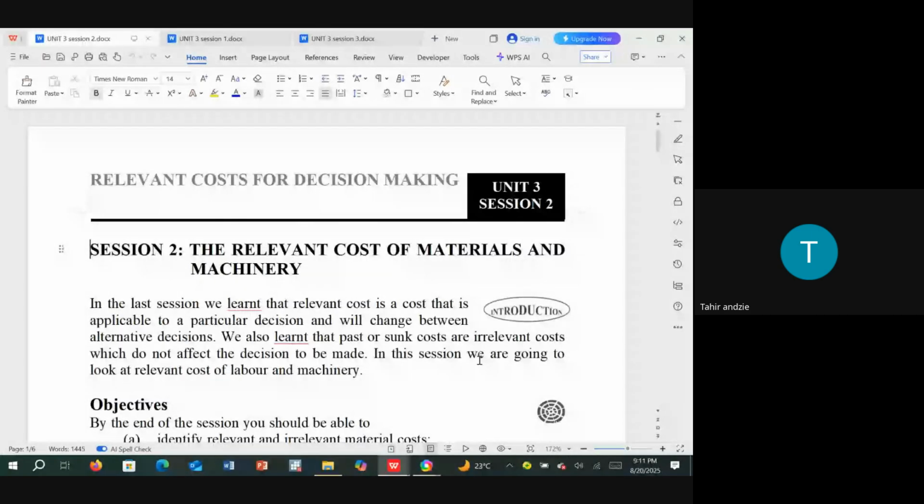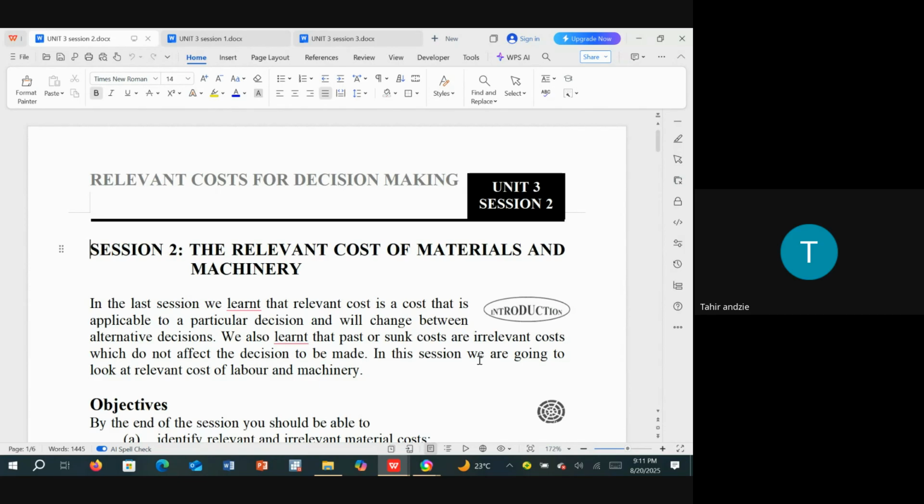Session 2 is about the relevant cost of material and labor. Remember that the elements of cost are material, labor, expenses, and indirect expenses. Normally, the expenses, indirect expenses, or indirect costs are put together and called overheads.